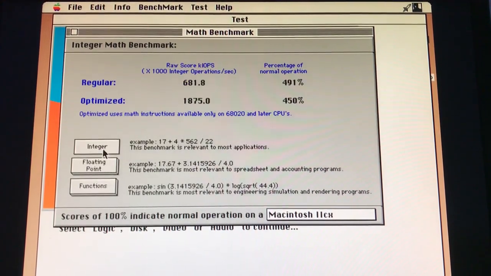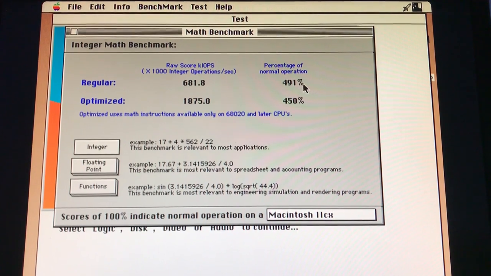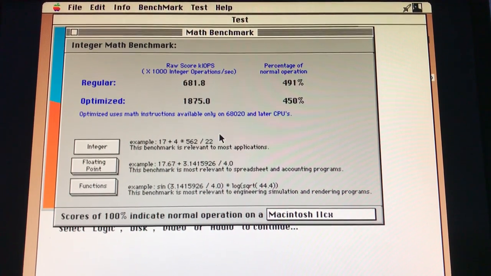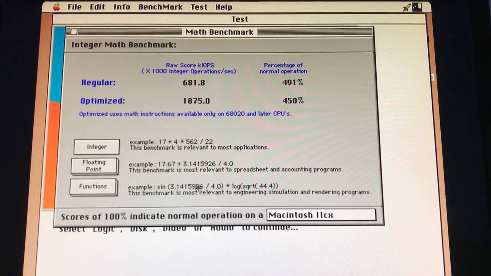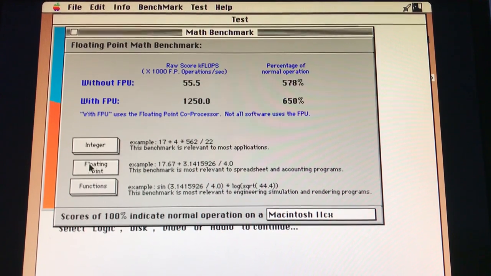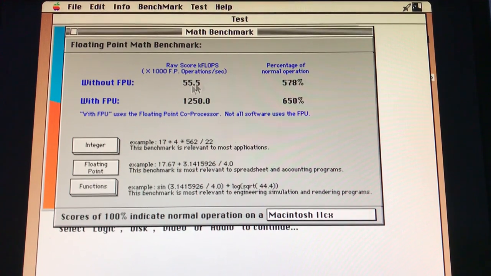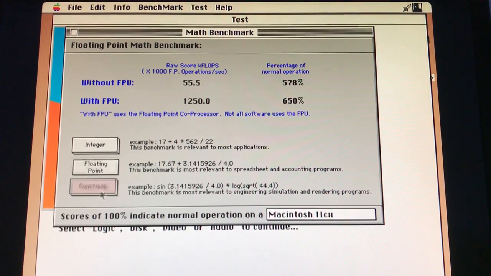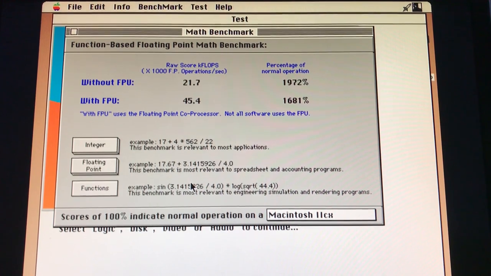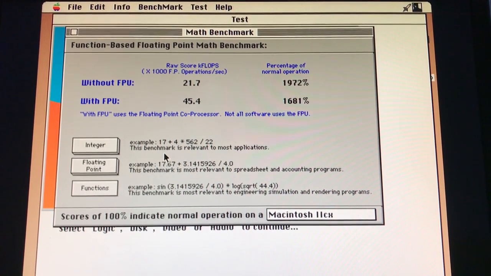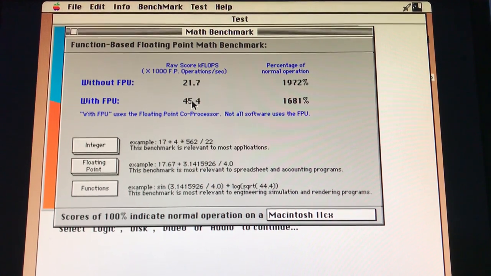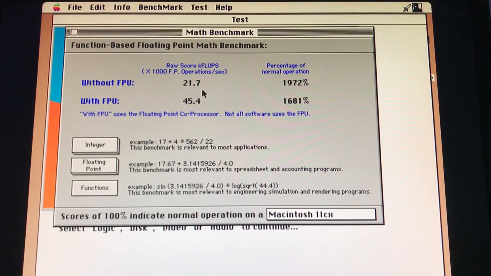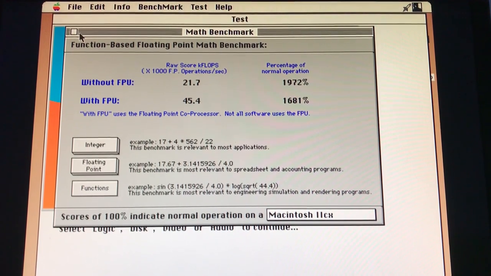Starting with integer, we have a nice increase, 491%, almost 5 times increase in performance over a stock 2CX. Floating point, again, 5 to 6 times increase of performance, depending on if it's without or with the FPU. And mathematical functions, we get a really nice increase here. 21 kiloflops without the FPU, 45 kiloflops with the FPU. Very impressive. Very nice increase.